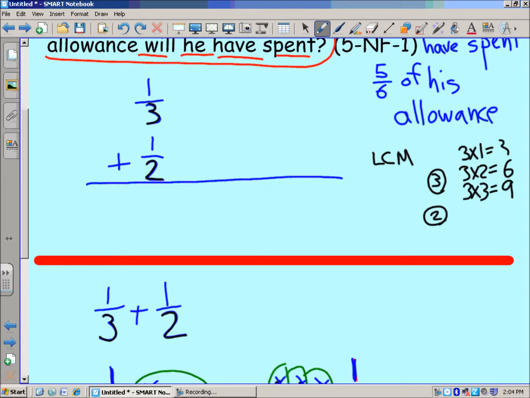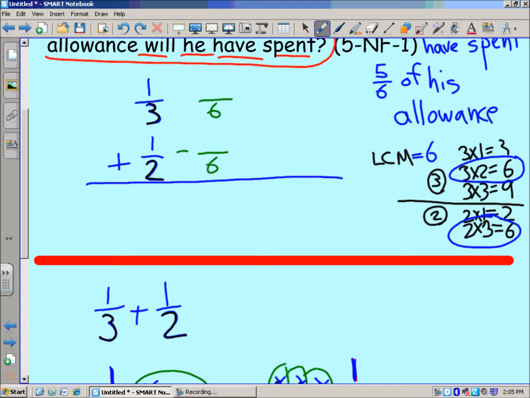You might be saying to yourself, oh, Mr. Mariner, can you stop? Well, you'd be right. It's because now we've got 2 times 1 would equal 2. 2 times 3 equals 6. And there you have it. There is your lowest common multiple. So your LCM equals 6. And once you find your LCM, you got yourself a new denominator.